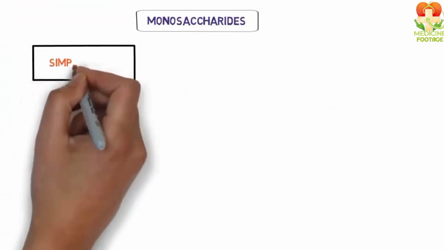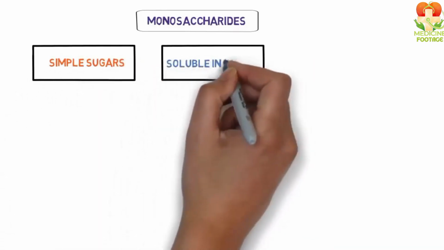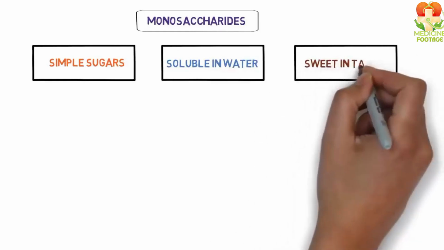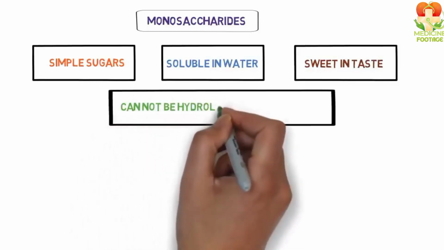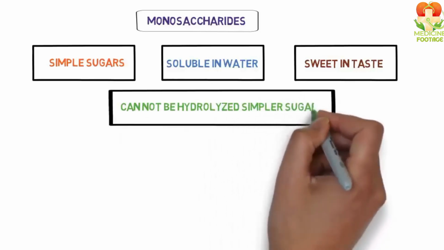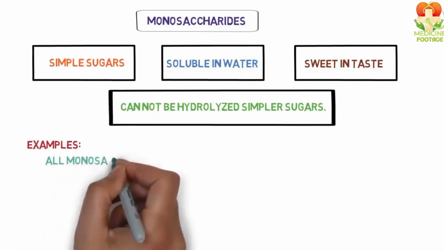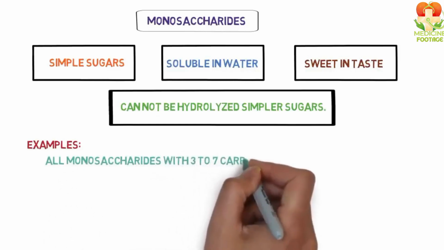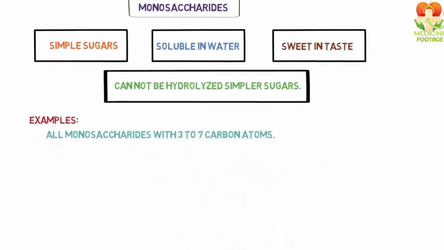Number 1. Monosaccharides. Monosaccharides are the simplest form of sugars. They are simple and soluble in water. They are sweet in taste, and the sweetest sugars are among them. Since they are simple, they can't be broken down any further, nor can they be hydrolyzed. Talking about examples, all the examples of monosaccharides apply here because monosaccharides are single sugar molecules.